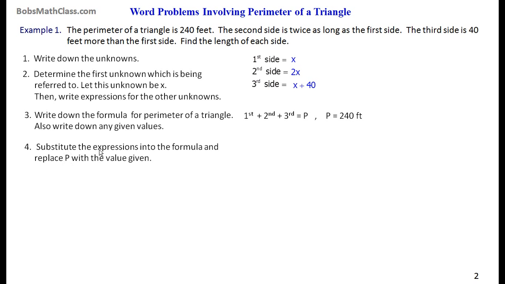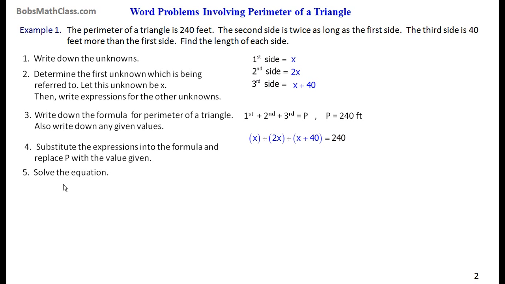Next, substitute the expressions into the formula and replace P with the value given. So, in place of the first, we're going to write x. Second, 2x, third, x plus 40. Actually, it doesn't matter the order because addition is commutative. Whether we put x first or 2x first, it wouldn't matter. X plus 2x plus x plus 40 equals 240.